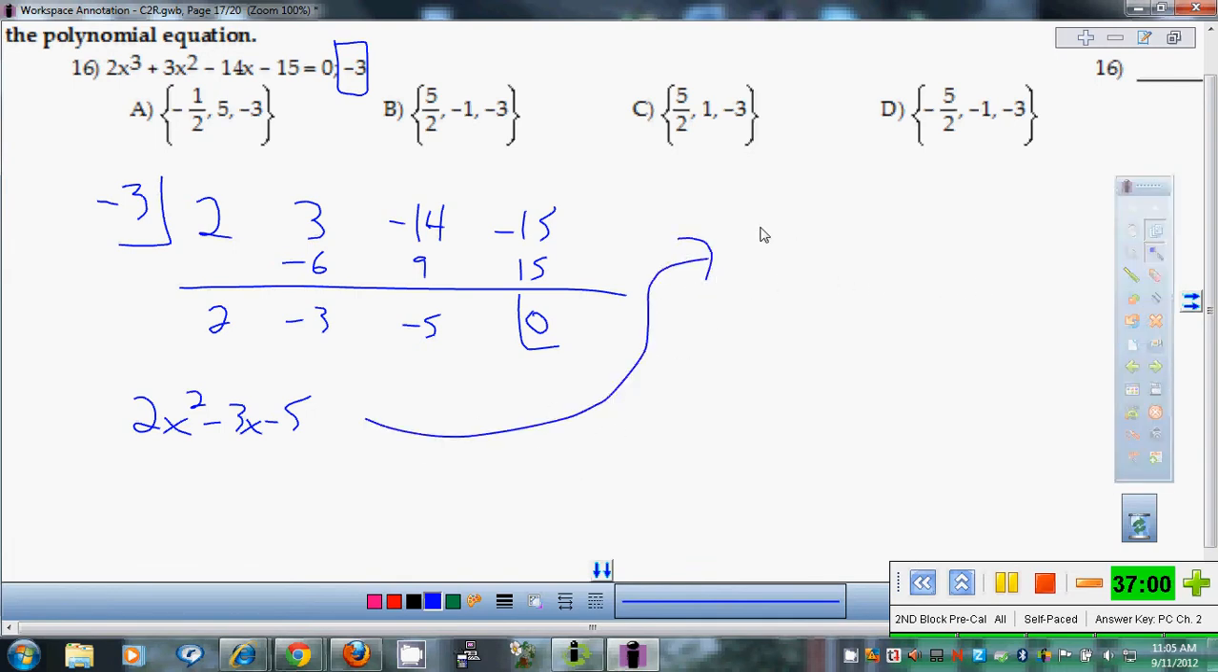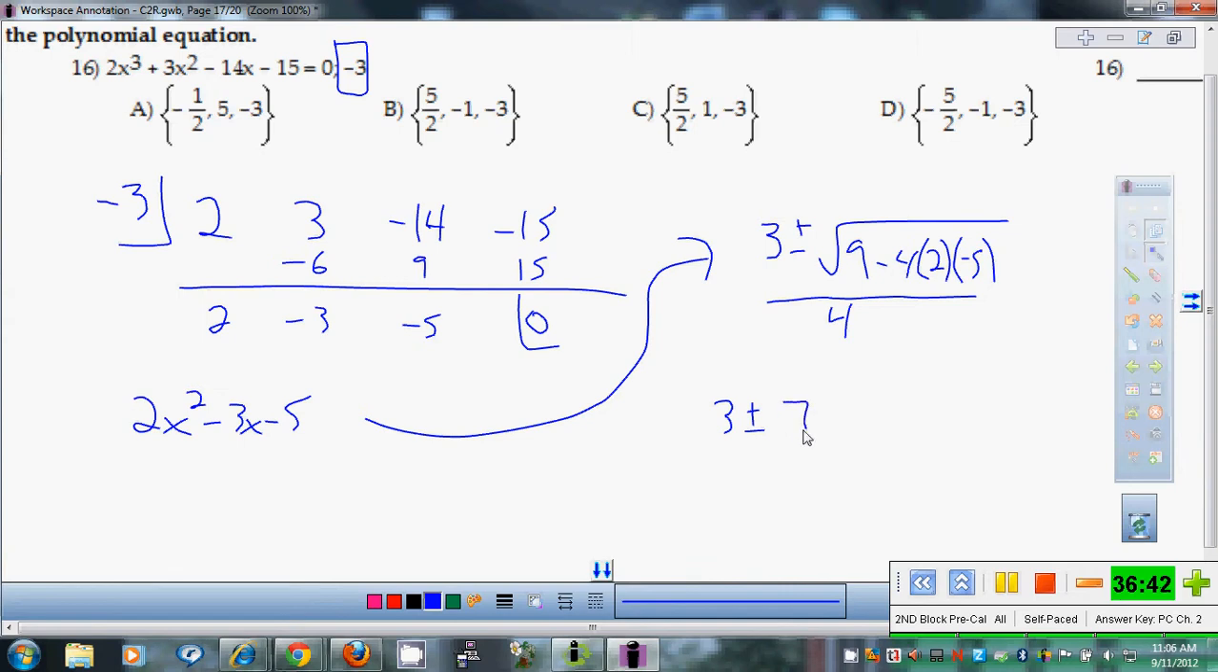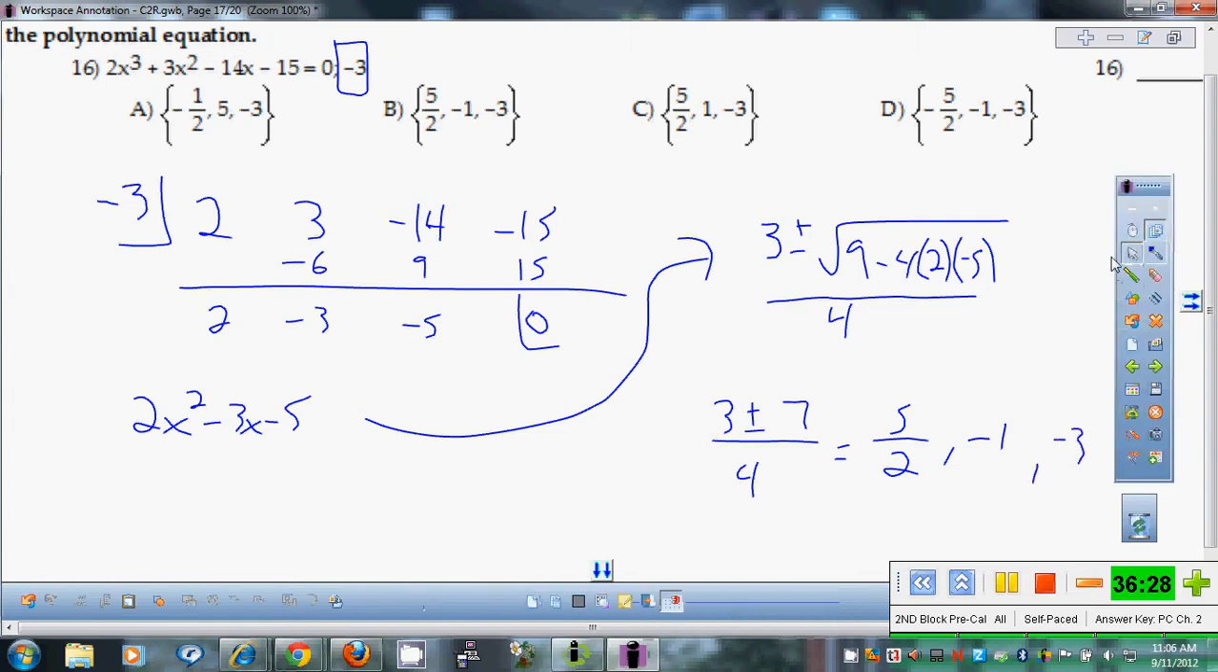Muy excelente. -b plus or minus the square root of b squared minus 4ac, all over 2a. 9 minus -40, so 9 plus 40, 49. What's the square root of 49? Oh, very good. 3 plus 7 over 4 is 10/4, which is 5/2. 3 minus 7 is -4 over 4, which is -1. Which one has 5/2, -1, and -3 as the answers?